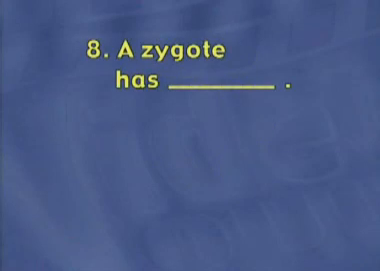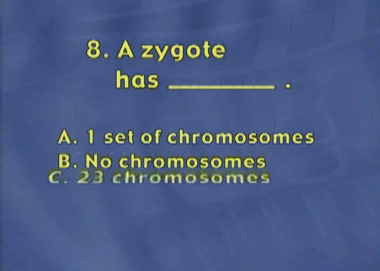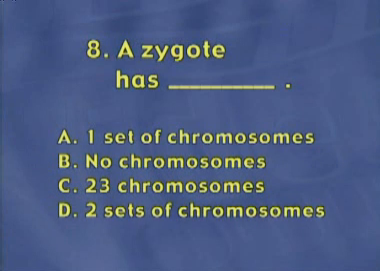A zygote has A, one set of chromosomes, B, no chromosomes, C, 23 chromosomes, or D, two sets of chromosomes.